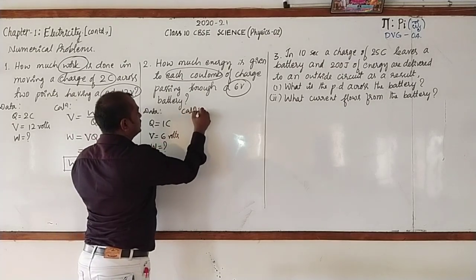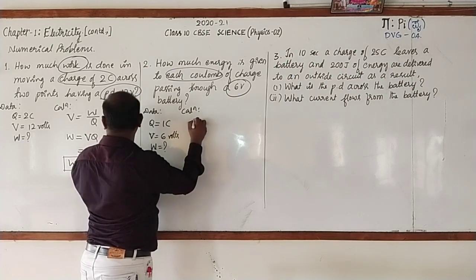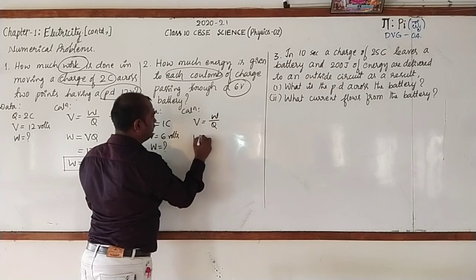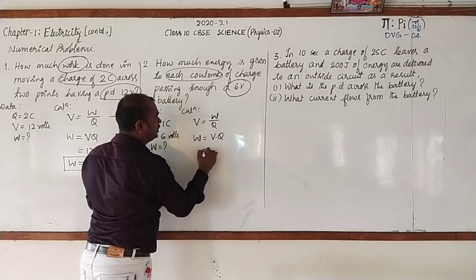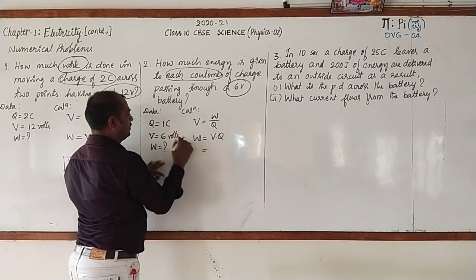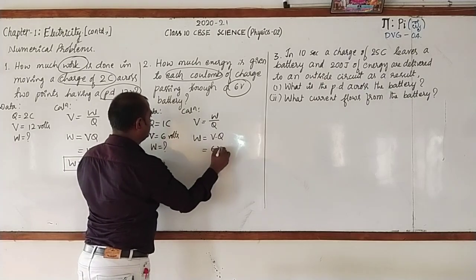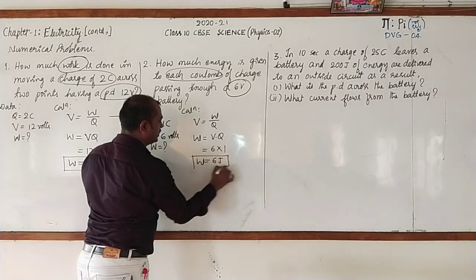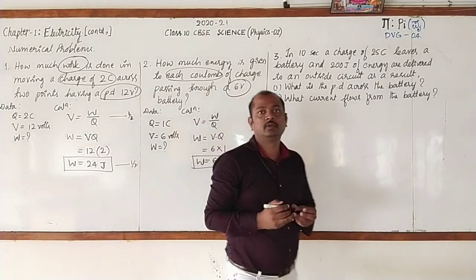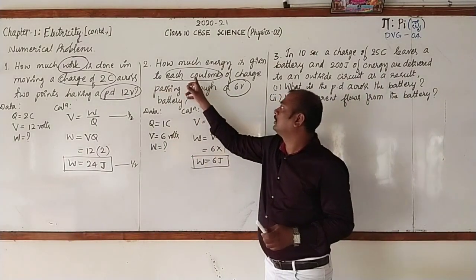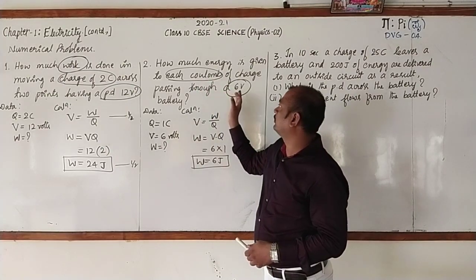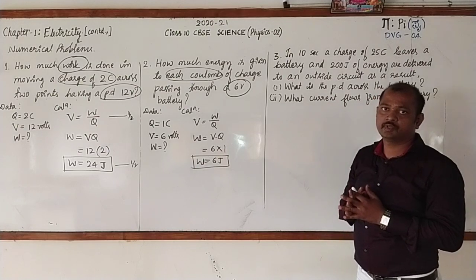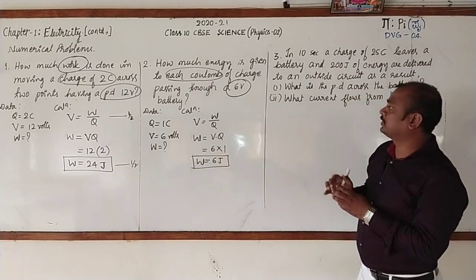Then calculation. Again, the same formula should be used. That is V is equal to W by Q. And W is equal to V into Q, where V is 6 and Q is 1. It is 6 joules of work that has to be done to make 1 coulomb of charge move from one point to another point with a potential difference of 6 volt. Clear? Okay. Observe. Third one.